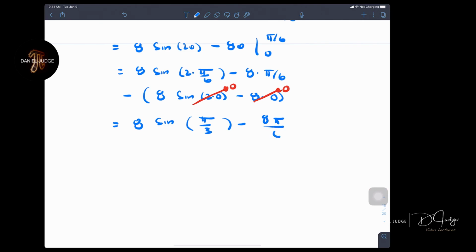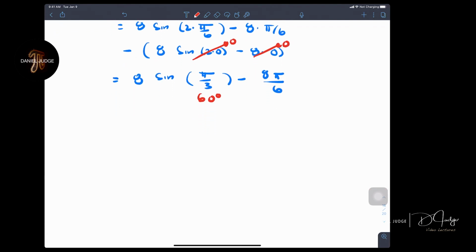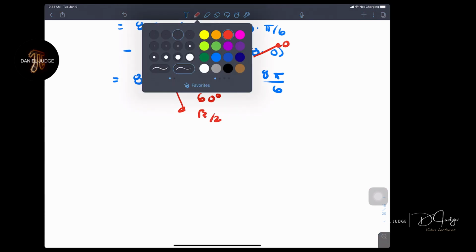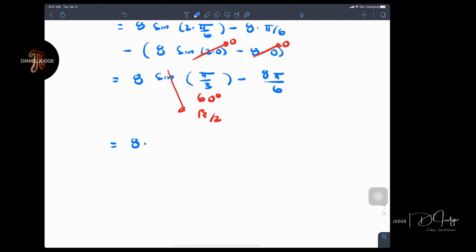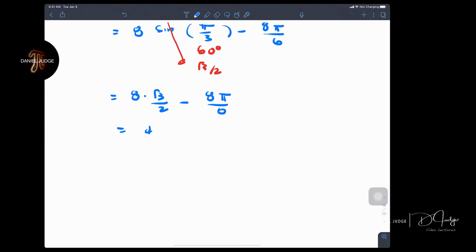Okay. So pi over 3 is 60 degrees, and sine of 60 degrees is going to be square root of 3 over 2. So you get 8 times that, square root of 3 over 2, minus 8 pi over 6. So that's 4 square root of 3 minus, simplify 8 over 6: 2 goes into 8 4 times, and 2 goes into 6 3 times. So 4 square root of 3 minus 4 pi over 3.